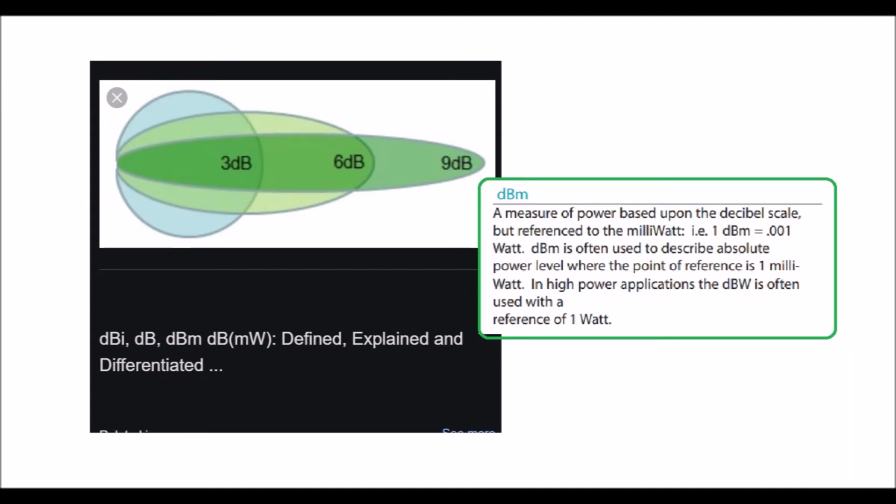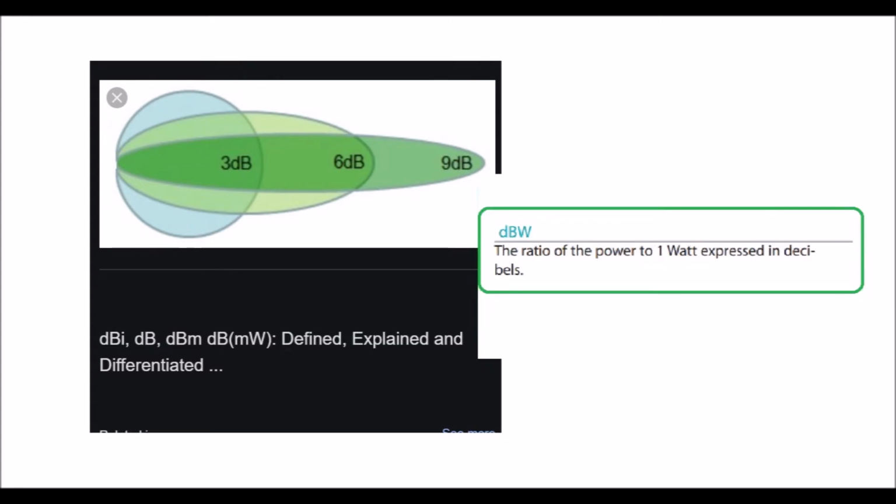dBm. A measure of power based upon the decibel scale, but referenced to the milliwatt, i.e. 1 dBm equals 0.001 watt. dBm is often used to describe absolute power level where the point of reference is 1 milliwatt. In high power applications, the dBW is often used with a reference of 1 watt. dBW. The ratio of the power to 1 watt expressed in decibels.